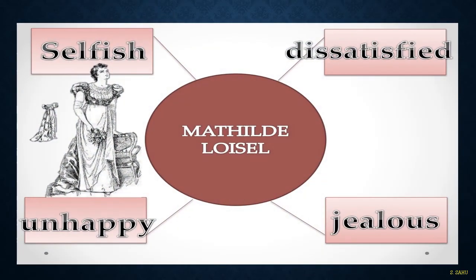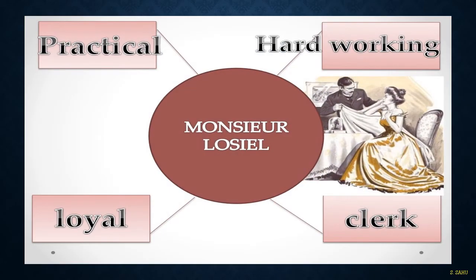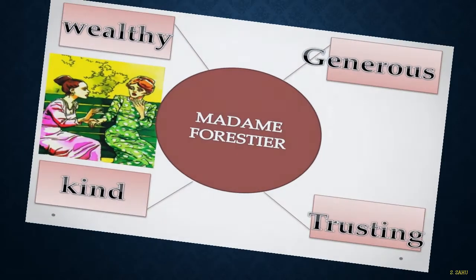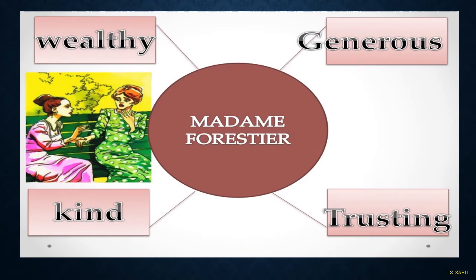So Mathilde Loisel. Matilda, the other name of Matilda is Mathilde Loisel. We can define the traits of this lady as selfish, unhappy, dissatisfied and jealous. She was jealous of her rich friends. The next is Monsieur Loisel. On the other hand, the husband, Matilda's husband, was very loyal, hardworking, practical, and by profession he was a clerk. That wealthy friend of Matilda was Madame Forestier, and she is wealthy, generous, kind, and at the same time, trusting.